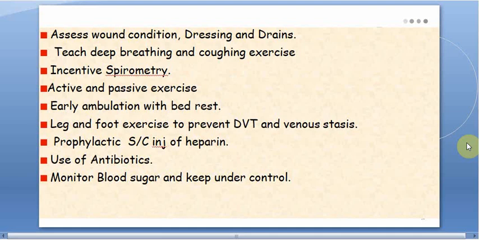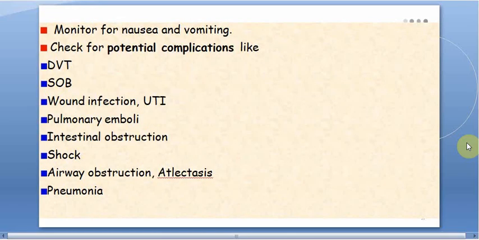And other than that, you may need to start with antibiotics. Antibiotics here refers to the medications or drugs that are given to reduce the infection or to prevent infection. Okay, and always you have to keep monitoring your blood pressure as well as your blood sugars. Okay, after the surgery, what happens is if blood sugars are not under control, the wound will not heal properly. Next is monitor for nausea and vomiting.